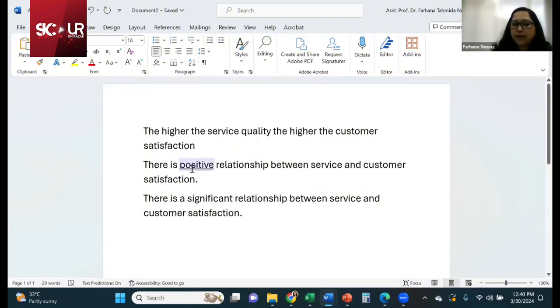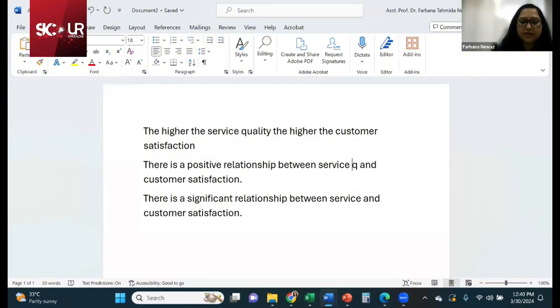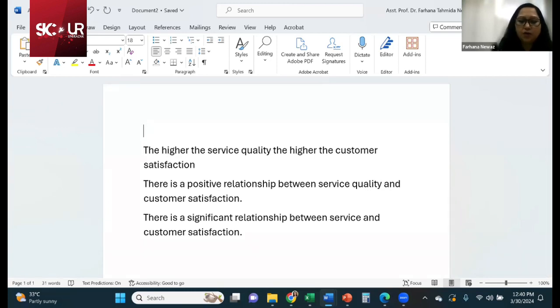So in a simple manner, you just write it down like this one: the higher the service quality, the higher the customer satisfaction. There is a significant relationship, or there is a positive relationship between service quality and customer satisfaction. You got it, right? Same thing for hypothesis one, look, we can write it down in different ways, but make sure you are writing it in a very simple manner. Okay, so later you can test it.